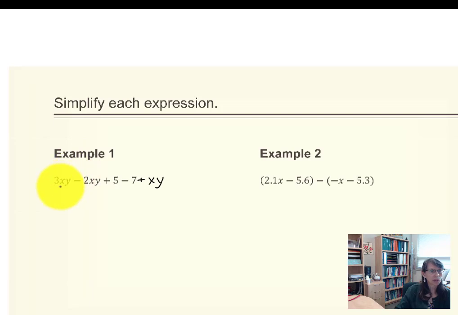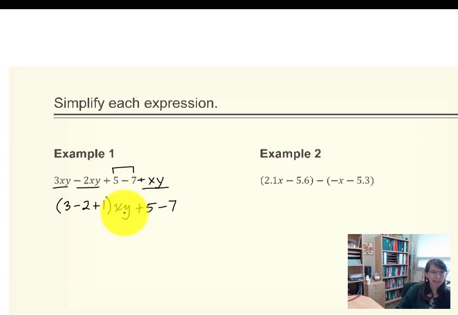In our first example, we have 3xy minus 2xy plus 5 minus 7 plus xy. Just scanning the terms, I notice that 3xy, minus 2xy, and plus xy all have the same variables raised to the same power. So those are like terms. The coefficients involved are 3, minus 2, plus 1, all being multiplied by xy. And then I have 2 constant terms, positive 5 and negative 7.